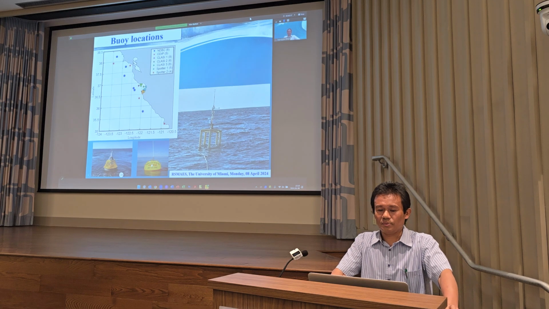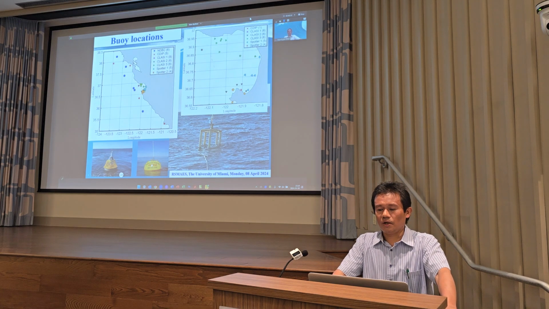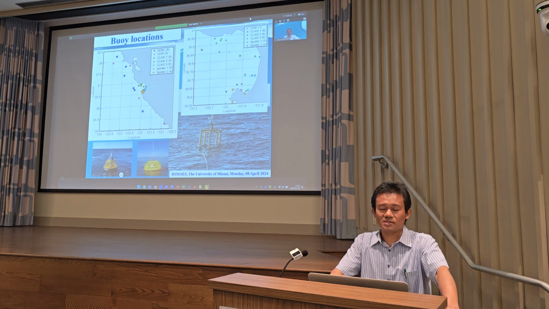So they also apply the Spotter 1 and Spotter 2 phases. If you look inside the bay, unfortunately there's no NDBC buoy inside the bay, but we do have one CDIP buoy. Other buoys are from CLASI and Spotter.